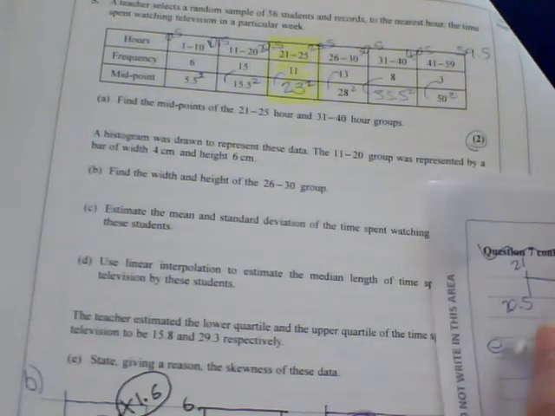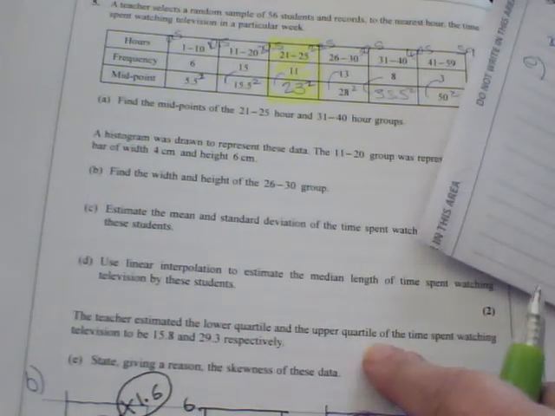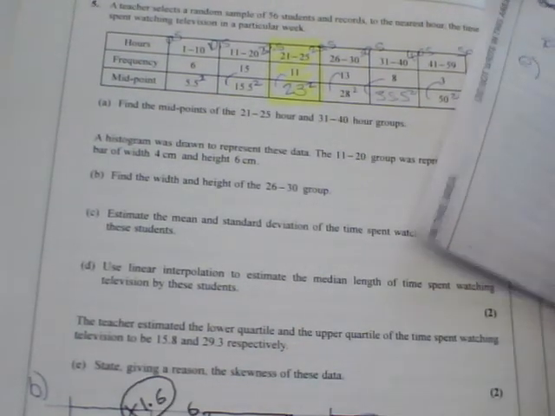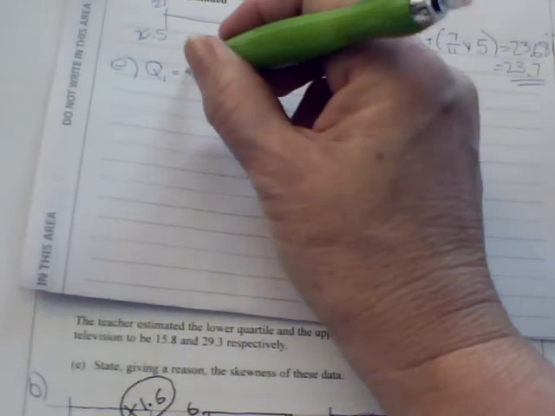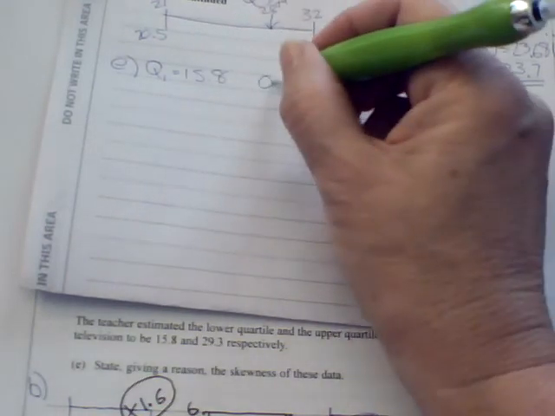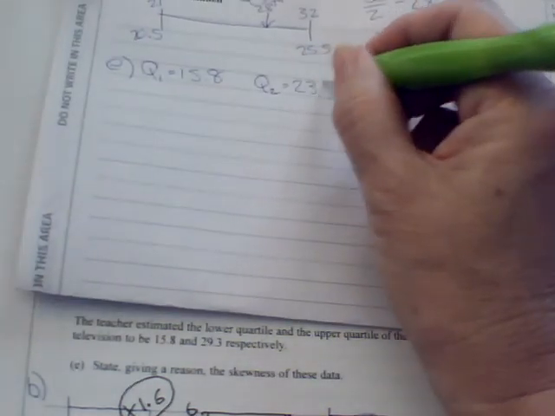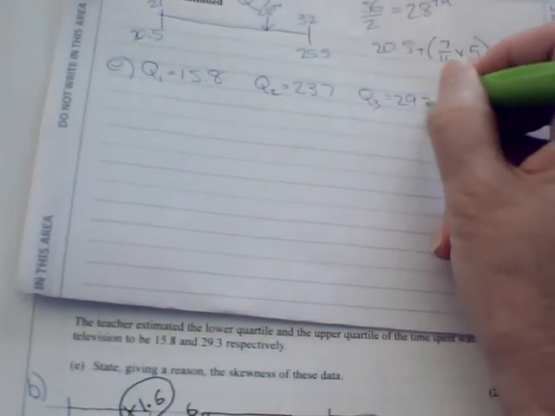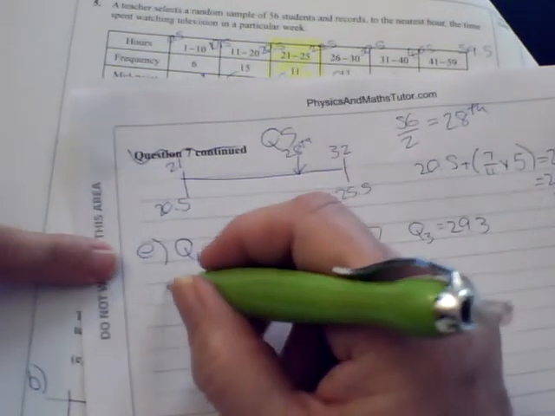Part E. Let's read the question. The teacher estimated the lower quartile and the upper quartile to be these. And now we're going to have to state, giving a reason, the skewness. So let me write it down. Q1 is 15.8. Q2, we've just worked out, is the median, 23.7. And Q3 is 29.3. Now to work out the skewness, we've just got to work out the difference between these.